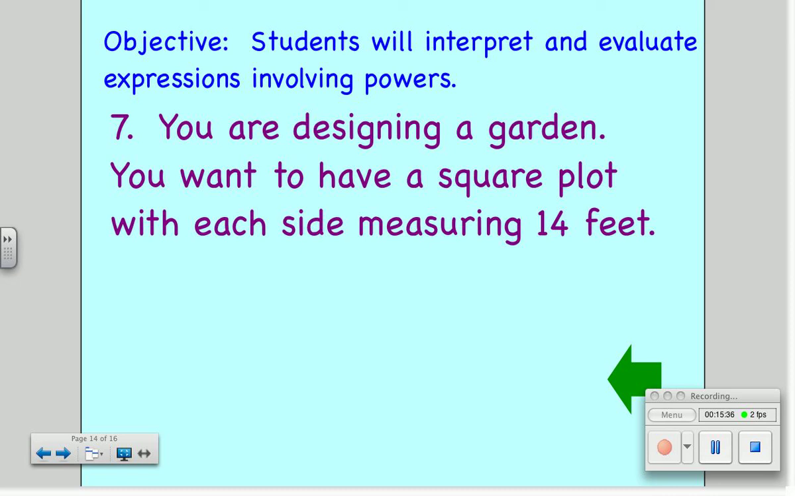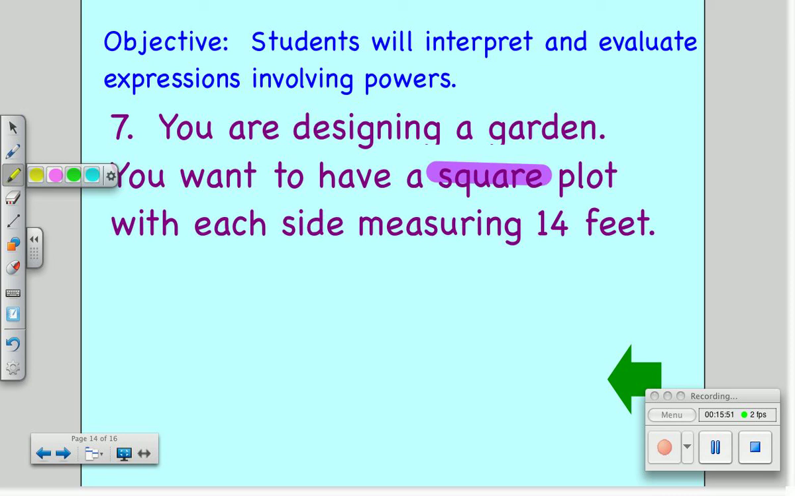You are designing a garden. You want to have a square plot. That means, remember, a square. What do you already know about a square? All the sides are equal. So make sure when you're reading these that you understand these vocabulary terms. Square, all sides equal. With each side measuring 14 feet. For me, a good way to do this is to make a drawing. So draw that square. Label the sides of the square with their measurement, which is 14 feet on each side.